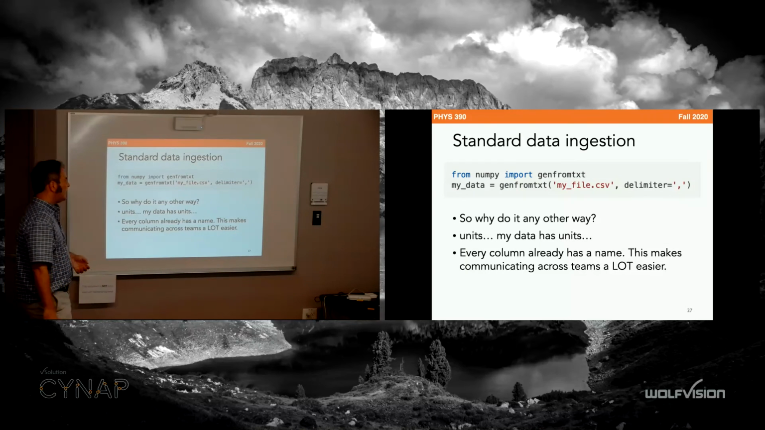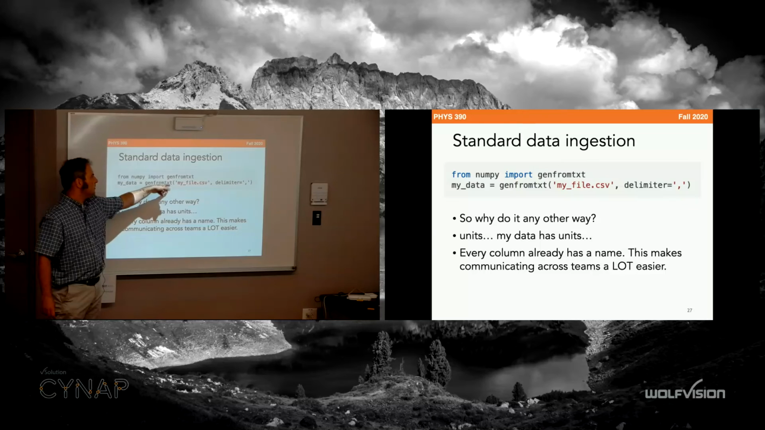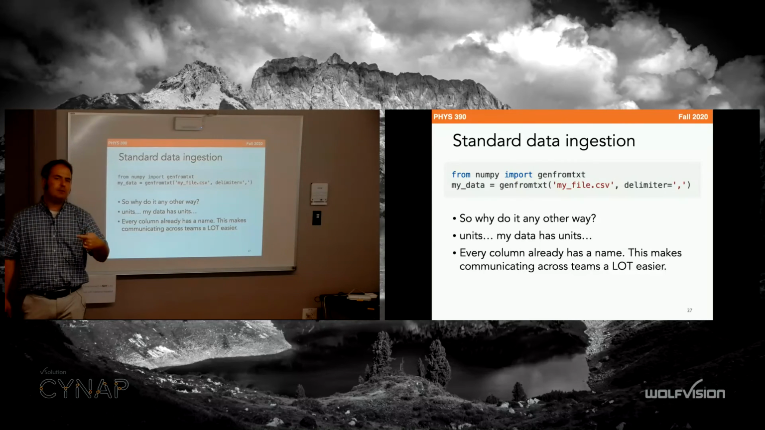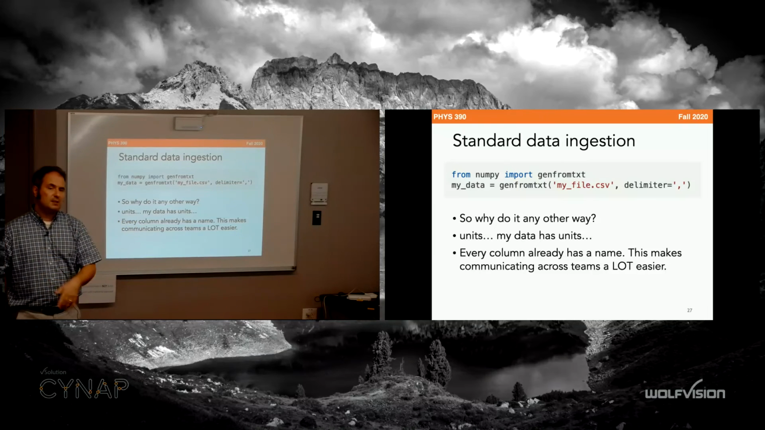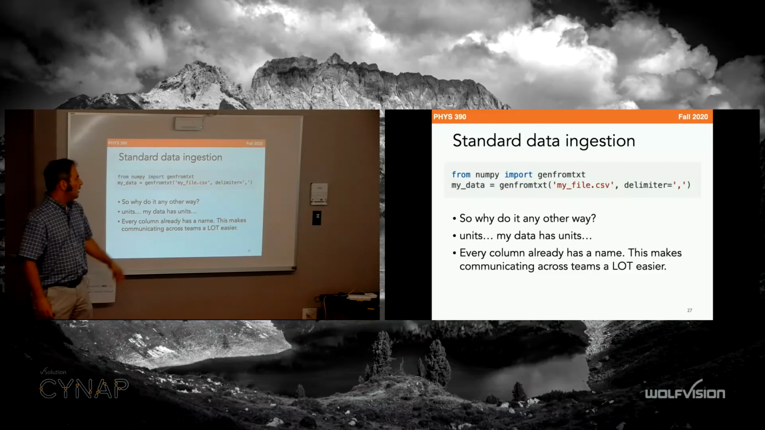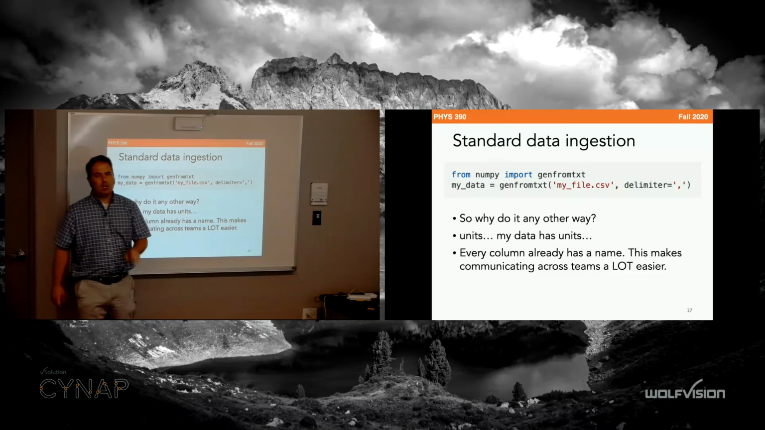So we have a standard data ingestion. We can go from NumPy import genfromtxt, or my preferred way in data is np.genfromtxt myfile.csv with the delimiter. And the delimiter is the important thing, right? What I just talked about, like, is it spaced with tabs? Is it spaced with spaces? Is it spaced with commas? A comma-separated value file means the delimiter is the comma.